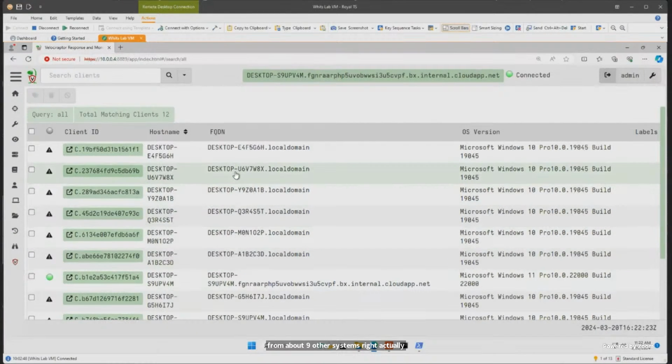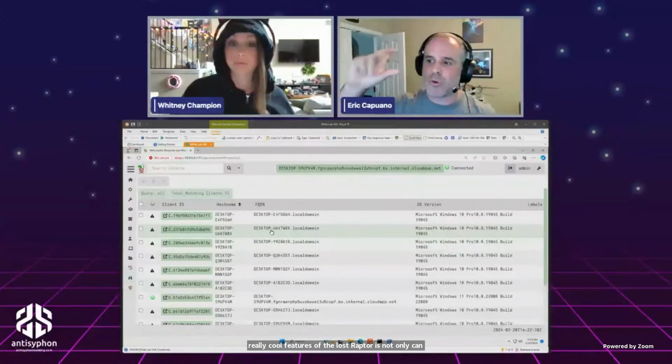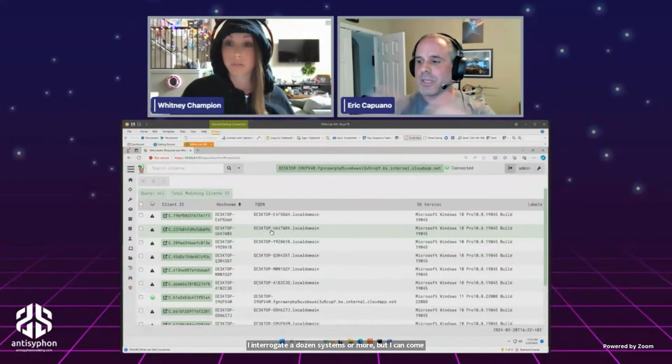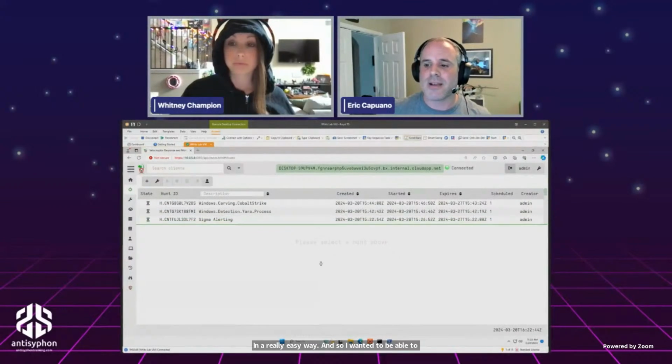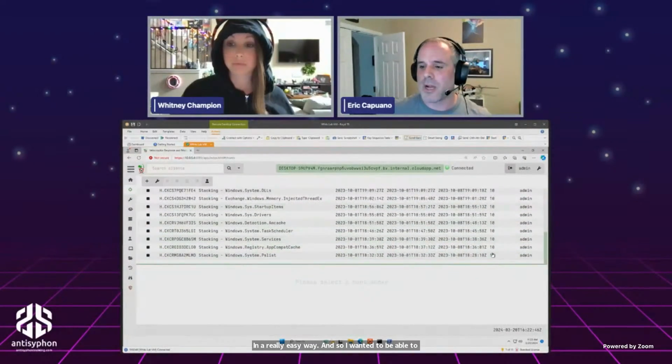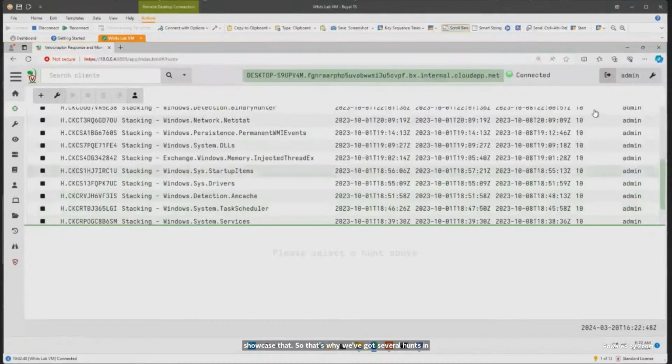That's going to give us the opportunity to emulate a little bit of what it would look like to hunt across many systems at scale. That's one of the really cool features of Velociraptor: not only can I interrogate a dozen systems or more, but I can come back and process the data in a really easy way. I wanted to showcase that, and that's why we've got several hunts in here that were run across 10 systems. You can see over here on the right.